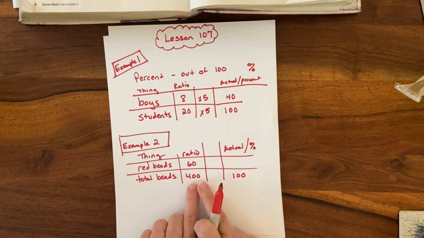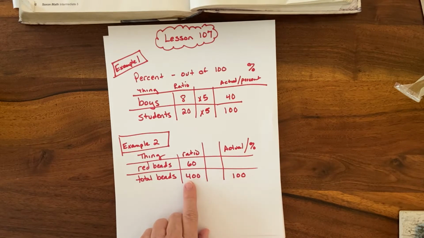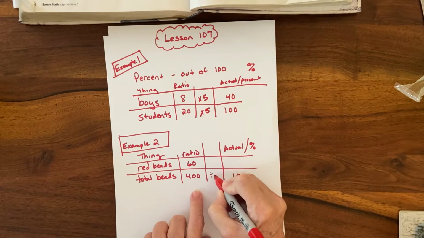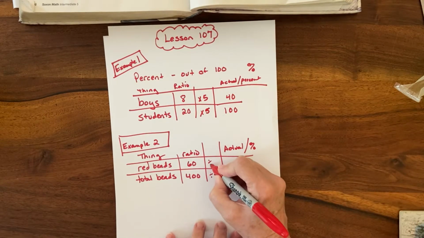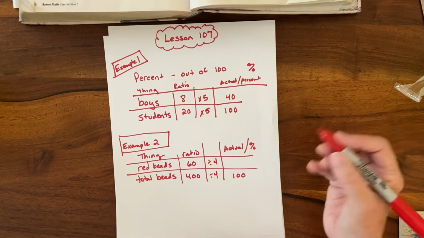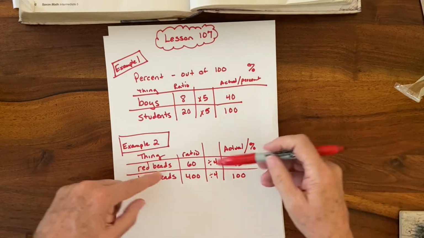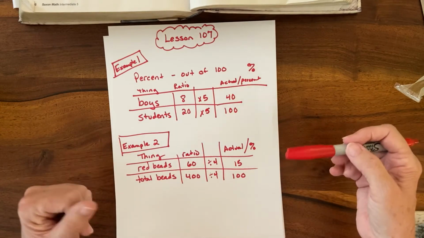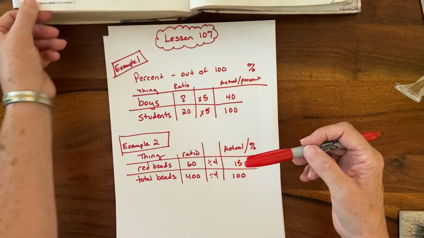So I come back down and I say, how do I get from 400 to 100? It has to be a multiplying or a dividing thing. So let's divide by 4. I can do that, as long as I do the same thing, it doesn't matter. So what's 60 divided by 4? 15. So I know that 60 out of 400 is 15 out of 100, same amount, so 15%. So that's my example 2.